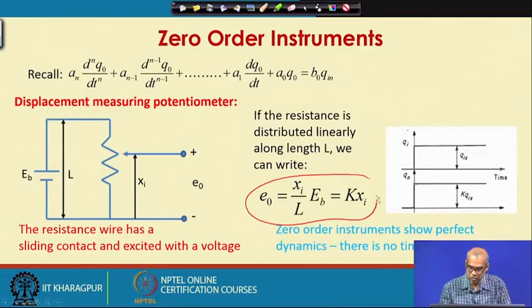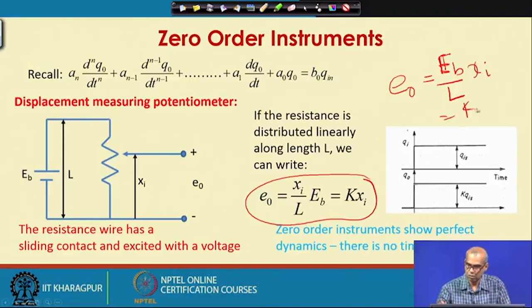As this equation suggests, if I give this input, immediately the output will be the static sensitivity multiplied by this quantity. There will not be any time delay or lag. So, output becomes the static sensitivity, which is constant, multiplied by the input.